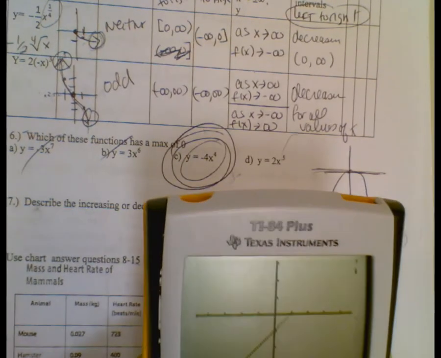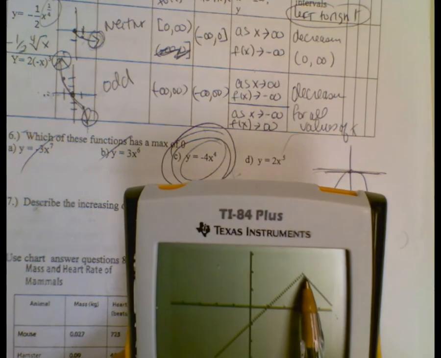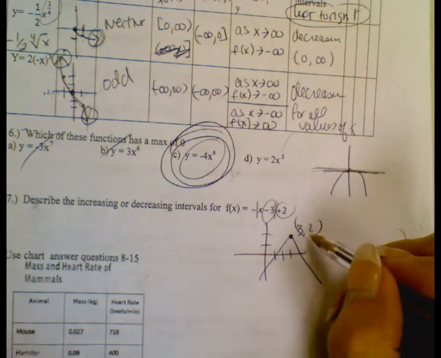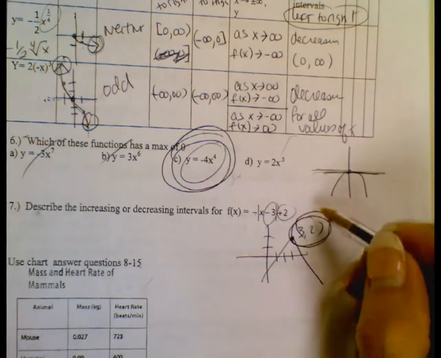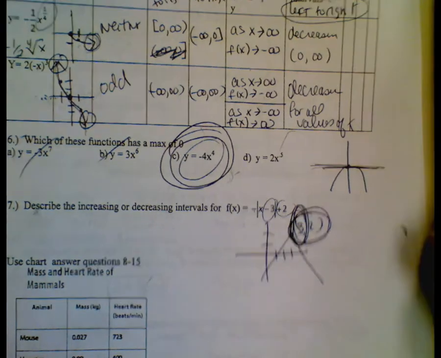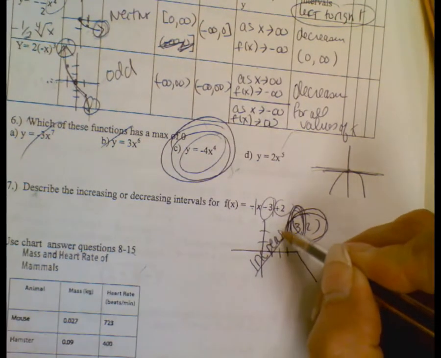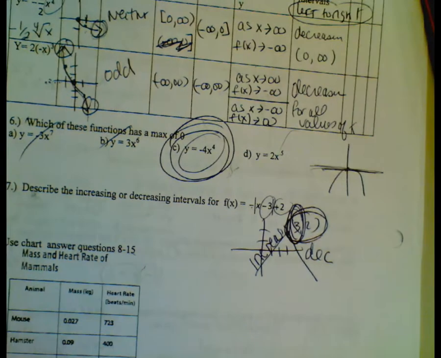So there it is. The key point is the vertex when describing increasing and decreasing. So you need to know what this vertex is. I'm writing it as (3, 2). When you're describing increasing, decreasing, you just describe with the 3. So you read it left to right. It's increasing on this side and it's decreasing on this side.